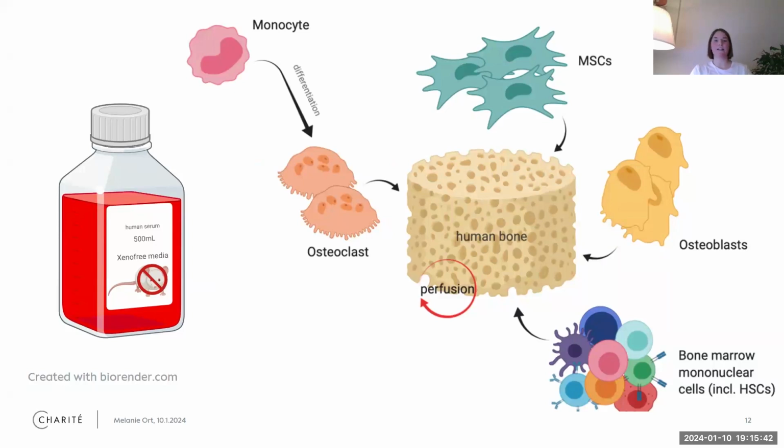So schematically, it looks something like this, very nice in BioRender. We actually work completely xeno-free, so no animal-derived material is used here. That took a lot of time because you have so many options on the market, and we actually use human serum that we add to our different media.